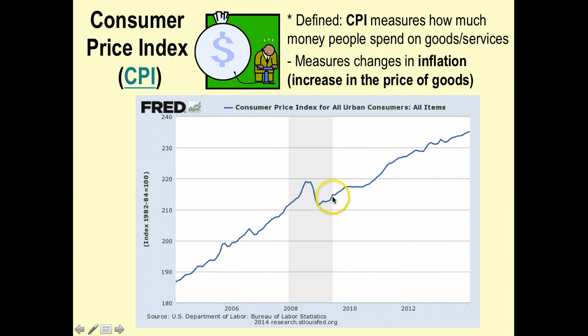But you'll notice since the end of 2009, what's happened to the CPI? Yep, it has gone up, meaning our economy has been improving. Now you might be thinking to yourself, isn't it good to have lower prices? Why do we want to pay more?